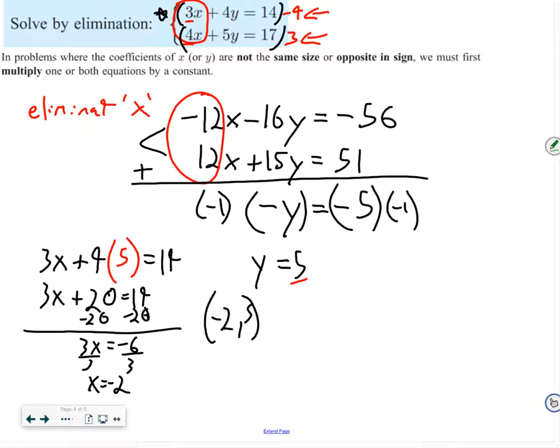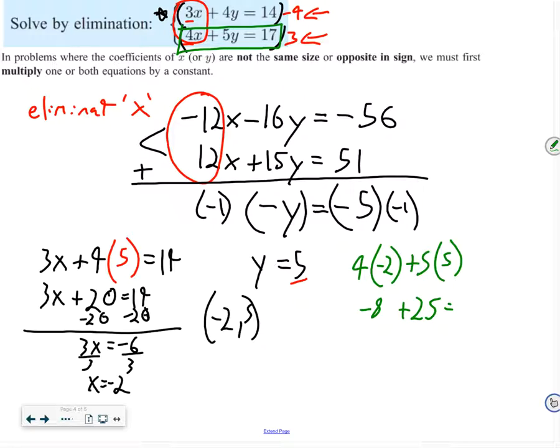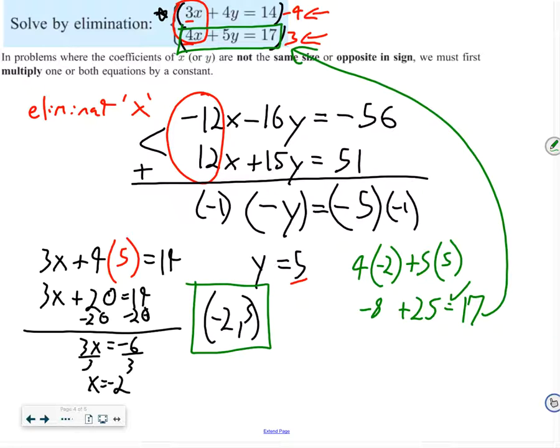And again, I like to verify my solutions by plugging it into the second equation. So by doing so, I'm going to do 4 times my x, which is negative 2, plus 5 times my y, which is 5. Okay, and check my answer. 4 times negative 2 is negative 8. Plus 5 times 5 is 25. Negative 8 plus 25 is 17. Sure enough, that's what it is here. So I checked my solution and verified that negative 2, 5 is a solution to this system of equations.